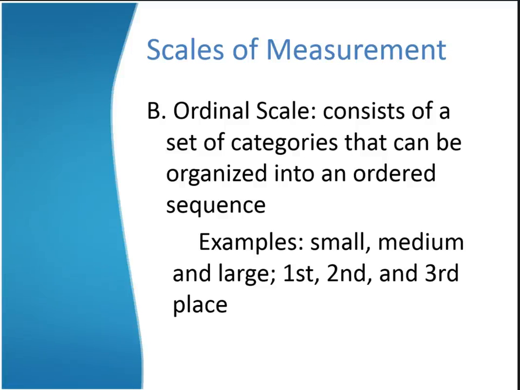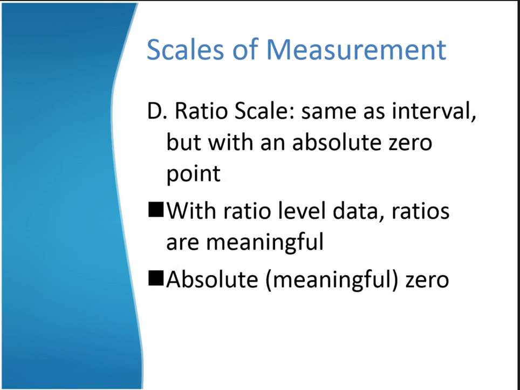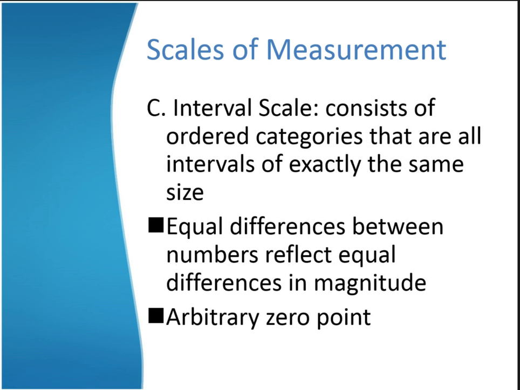So in the last section we were talking about the ordinal scale, and this time we need to talk about the interval scale. And the interval scale consists of ordered categories that are all intervals of exactly the same size. So temperature, when the temperature is 0, does that mean there's no temperature? An arbitrary 0 point, that is the value of 0, is assigned to a particular location on the scale just as a matter of convenience or reference.